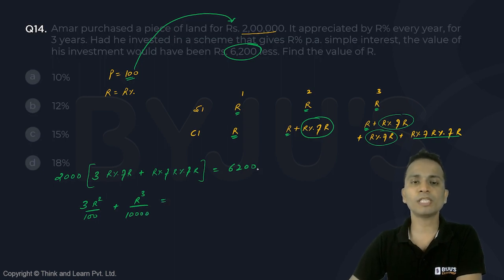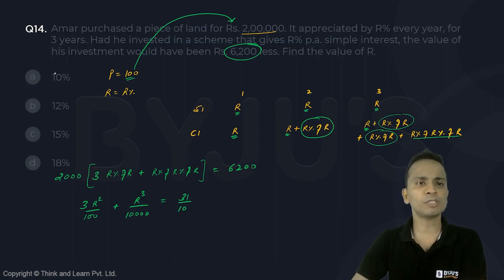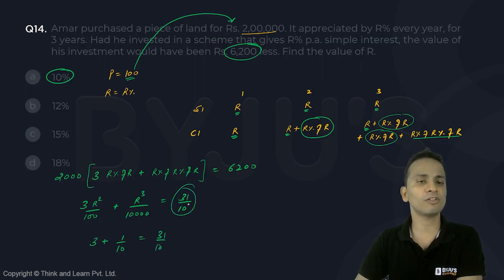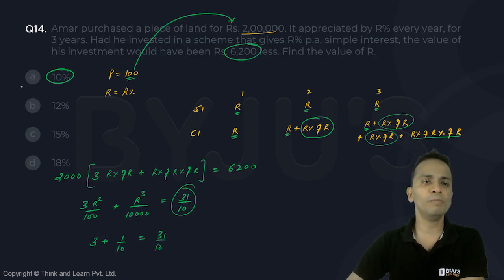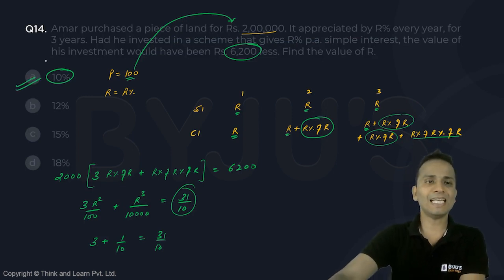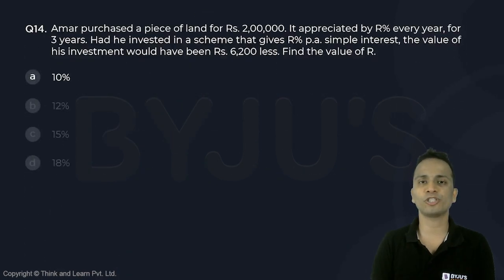That will be equal to 6200 upon 2000, that is 31 upon 10. Now among the options, if I treat the first option, R as 10, then 3 into 100 upon 100 will be 3, plus 1000 upon 10,000 is 1 upon 10. Adding these two, you will get 31 upon 10, which matches the right hand side. So I can say that the value of R will be 10%, and that should be the correct answer for question number 14.